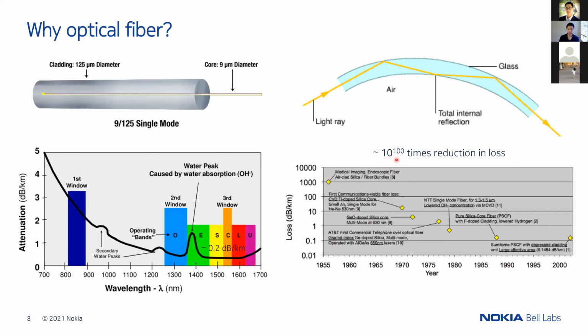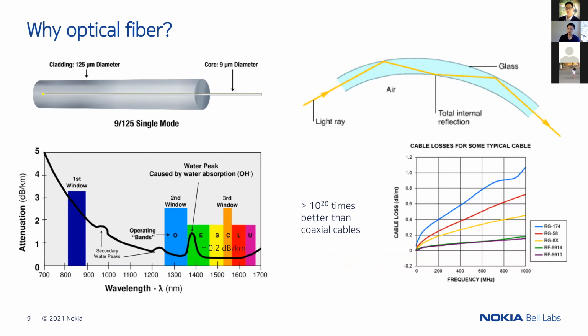This number is huge. Now, if you compare the fiber with a typical coaxial cable for RF communication, you can see that for the RF cable, the loss of a good cable is about 0.2 dB per meter. So the fiber is 10^20 times better than one of the best coaxial cables. And you can see that the RF cable also has a bandwidth limit, because the attenuation increases with the frequency.